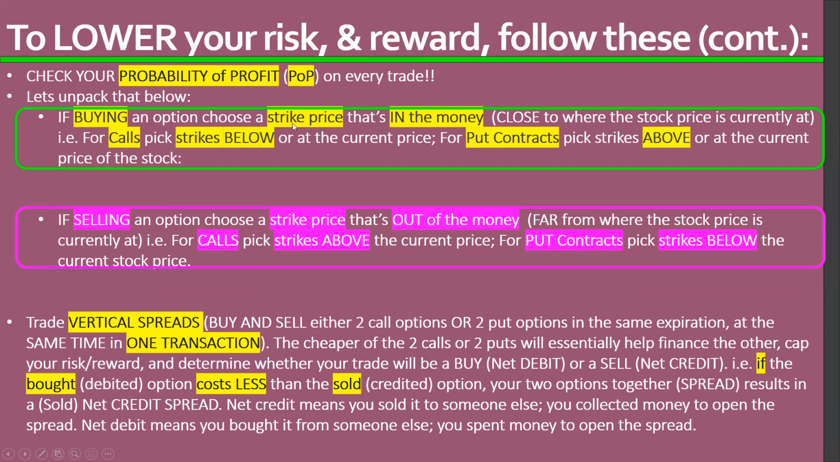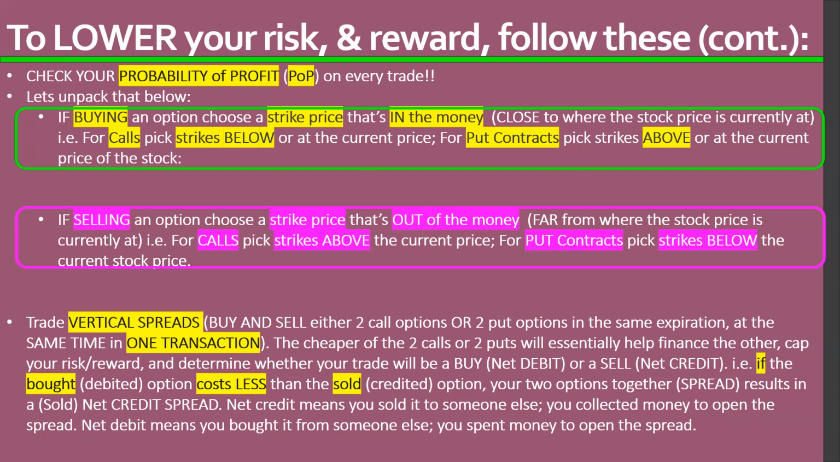If you're buying an option, choose a strike price that's in the money or close to where the stock price is currently trading at. For example, if you're buying a call option, remember we're in buying right now, pick strike prices that are below the current price or at the current price. You should really do it below. But for put contracts, pick strike prices that are above or at the current price of the stock. And that's if you're buying, spending money to open a trade.